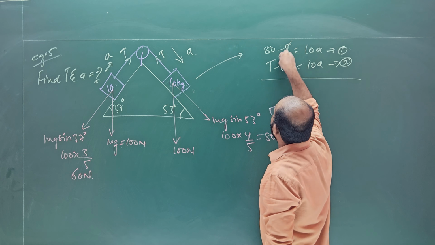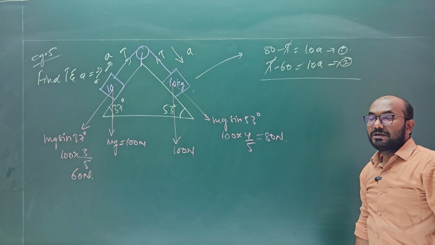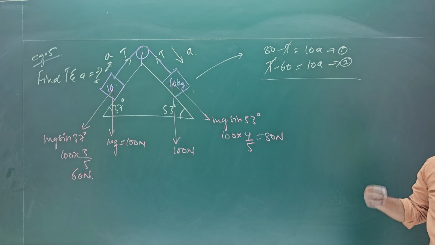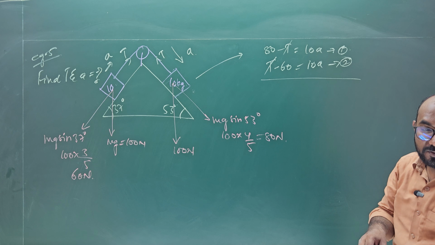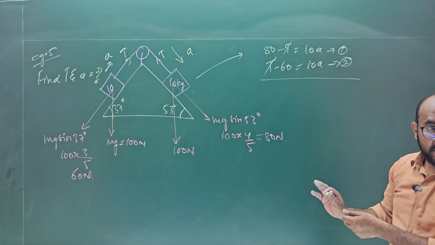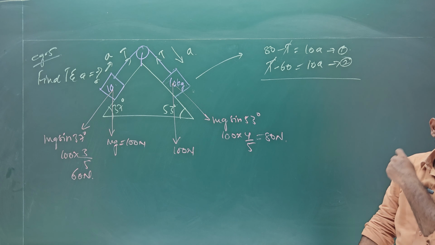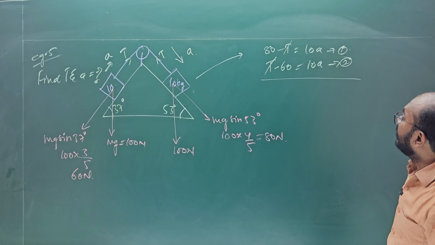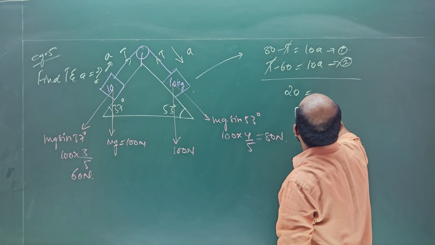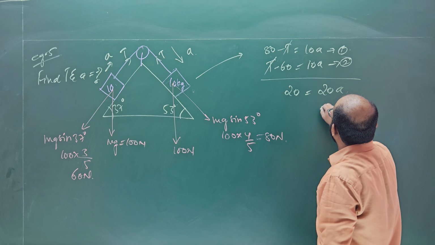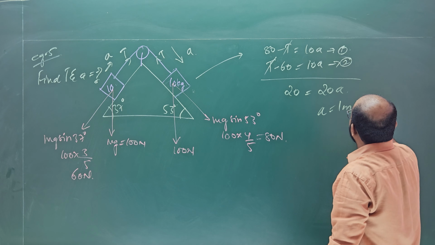Adding equation 1 and 2, T gets cancelled. Either you can consider by system method or by this. Your wish. I am not forcing you to do with this only. When the pulley is at rest, you can do with anything. Now 80 minus 60 is 20, which is equals to 20a, or acceleration is equals to 1 meter per square second.